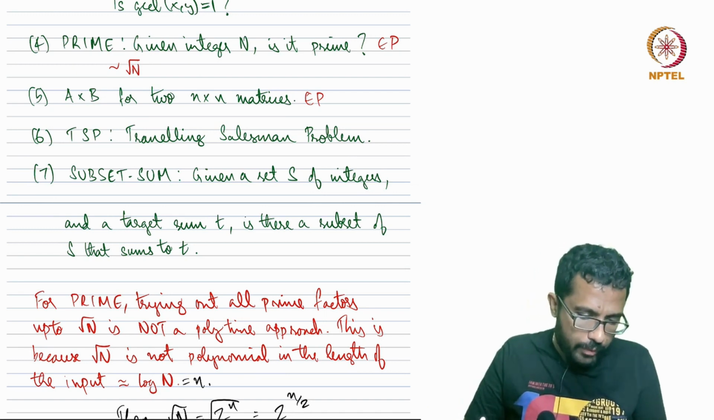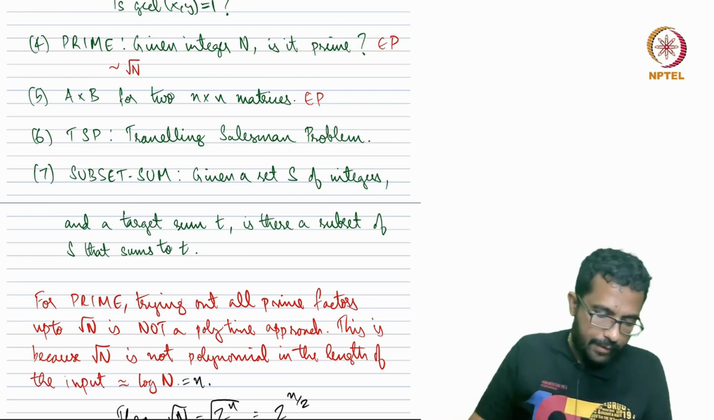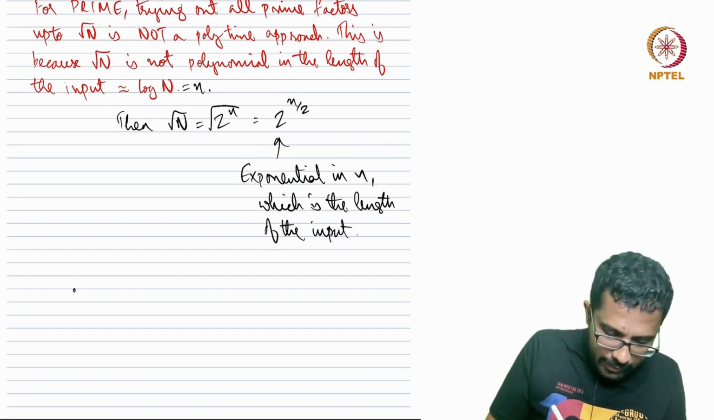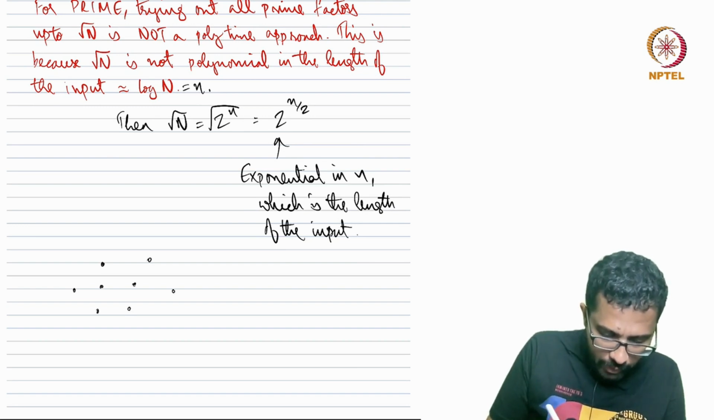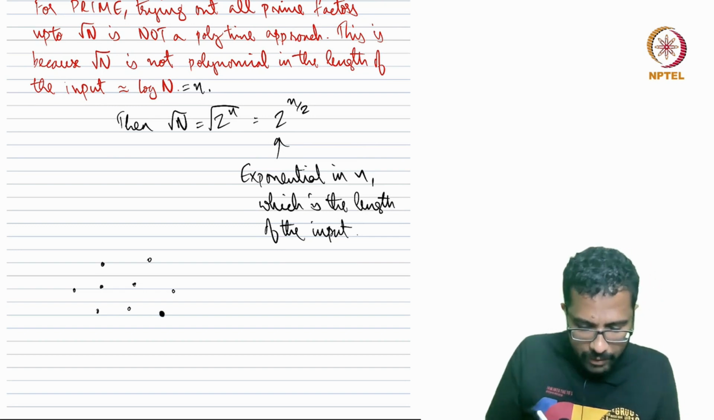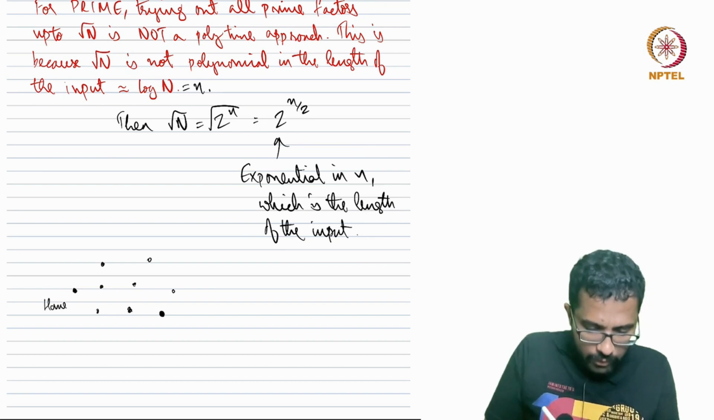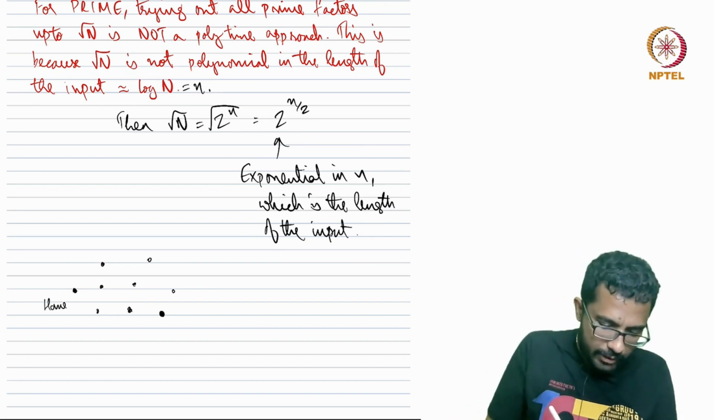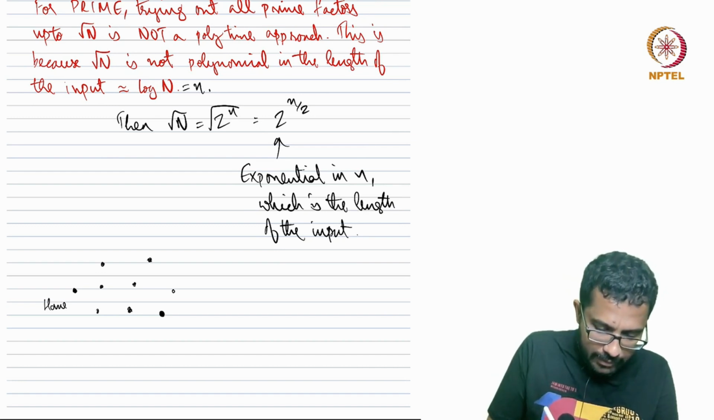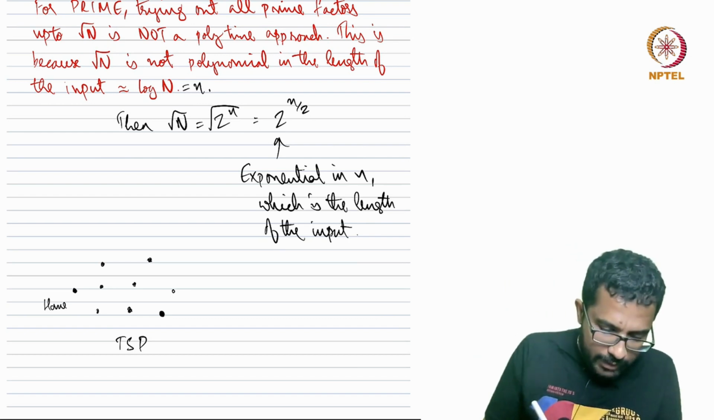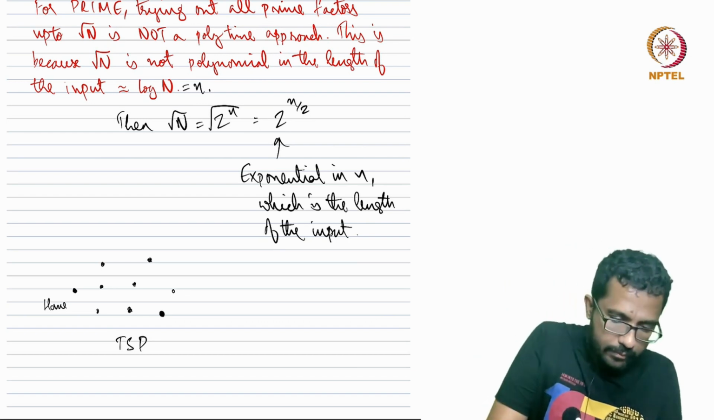So finally, we have two more problems. One is TSP, the traveling salesman problem, which I will just briefly describe. Given a map, let's say you are a salesman and you are starting from some node, let's say this one, which is like home. Your goal is to visit all these cities. These dots are cities. This is the traveling salesman problem, sometimes called TSP. Your goal is to visit all these cities and then come back home, right?